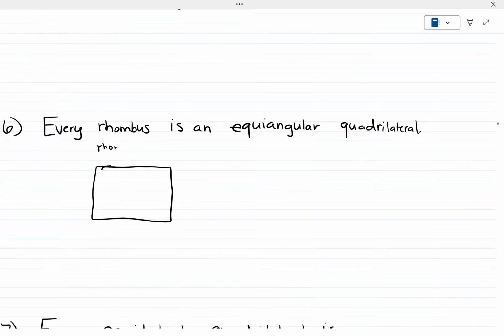Here you have a rhombus. It's technically a quadrilateral, but if you look at the angles, opposite angles are congruent. So this angle must be congruent with this, and then this angle must be congruent with this. That's not equal angular. Equal angular means all angles are the same. So this is going to be false.